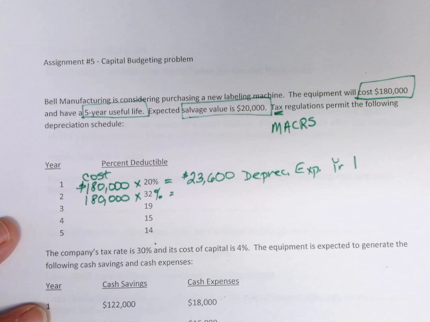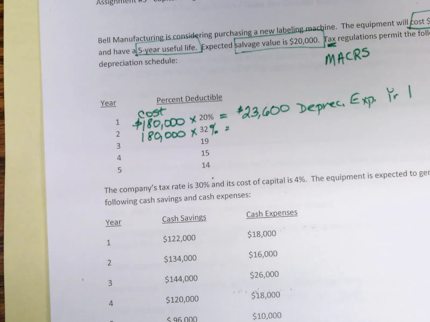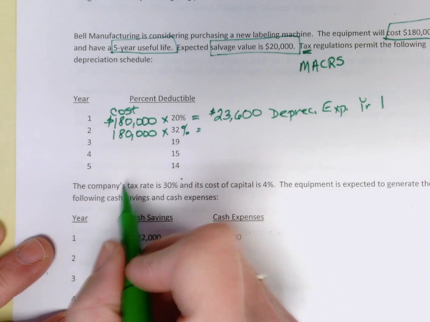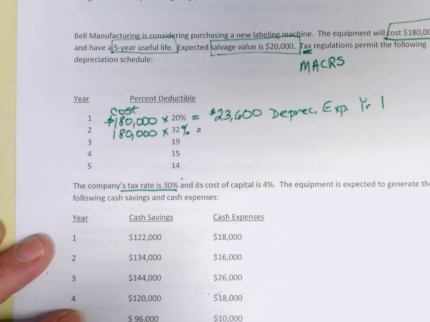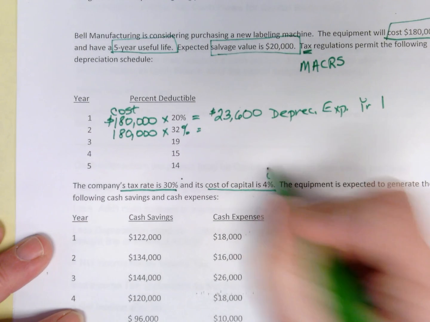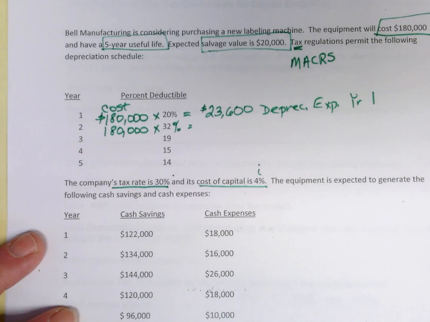Let's see how that affects the operating cash flows on an after-tax basis for this company, so we can get an even better handle of cash flows for our capital budgeting tools. Okay, a little bit more information here. The company's corporate tax rate is 30%, and its cost of capital is 4%. We're going to use that for our I to discount the future value of the cash flows back to today. So that's our I. Tax rate is 30%.